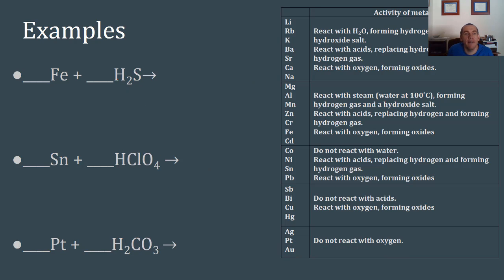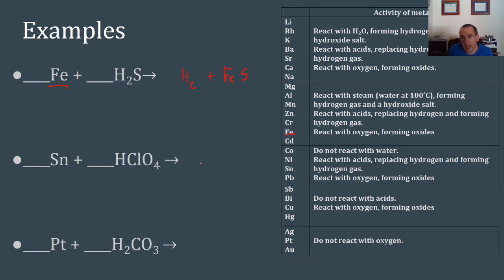And then we have some of these. These are all acids, right? We've got this diprotic acid. We've got hydrosulfuric acid, perchloric acid, and carbonic acid. So this says iron. Iron's right here. It says these metals will react with acids, replacing hydrogen and forming hydrogen gas. So we will get hydrogen gas out of this, H2. And then Fe, we go iron 2 sulfide, FeS, balanced.